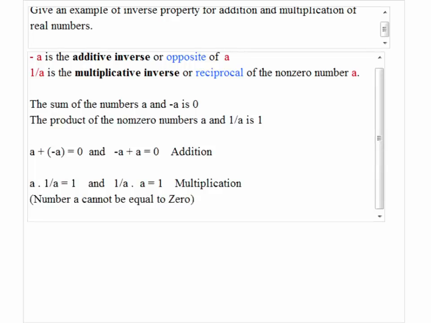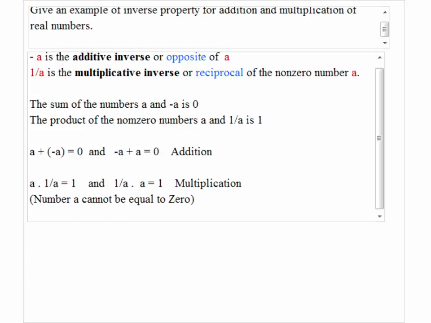Give an example of inverse property of addition and multiplication of real numbers. Minus A is the inverse for addition, or opposite of A, and 1 over A would be the inverse for multiplication, or reciprocal of non-zero number A. We say non-zero number because A cannot be equal to 0. Then 1 over A cannot be equal to 0 because we would get undefined.